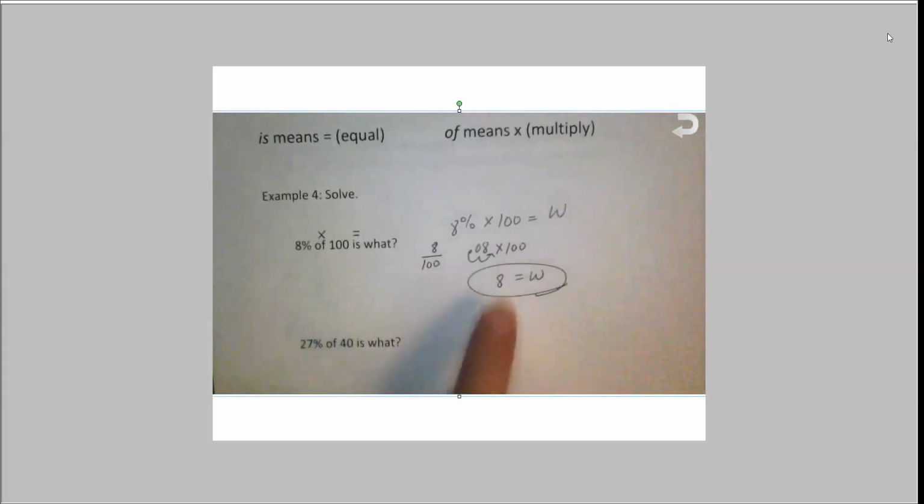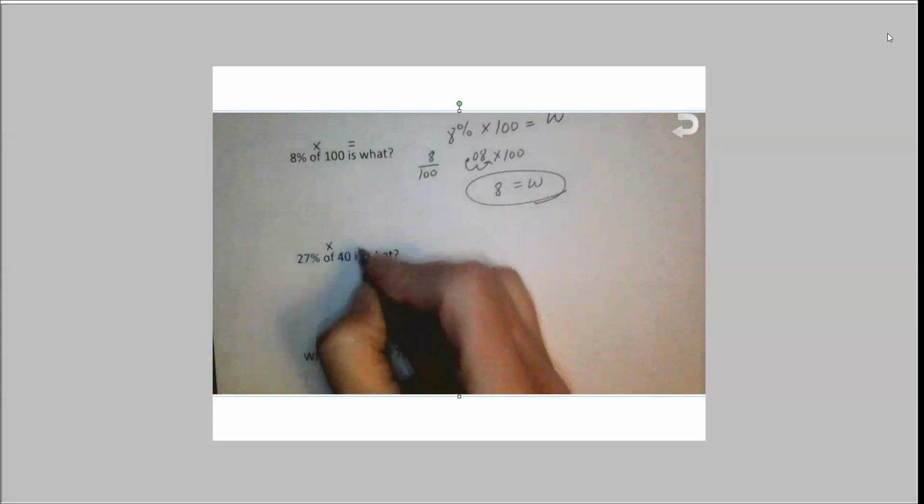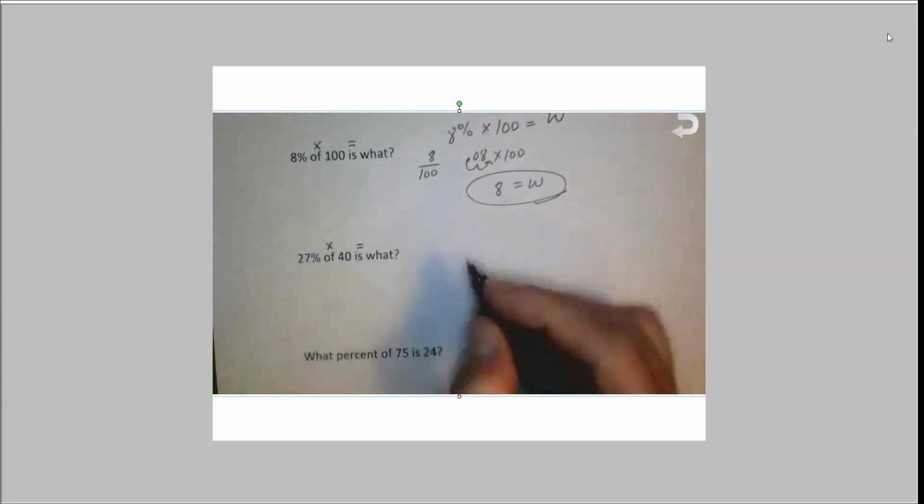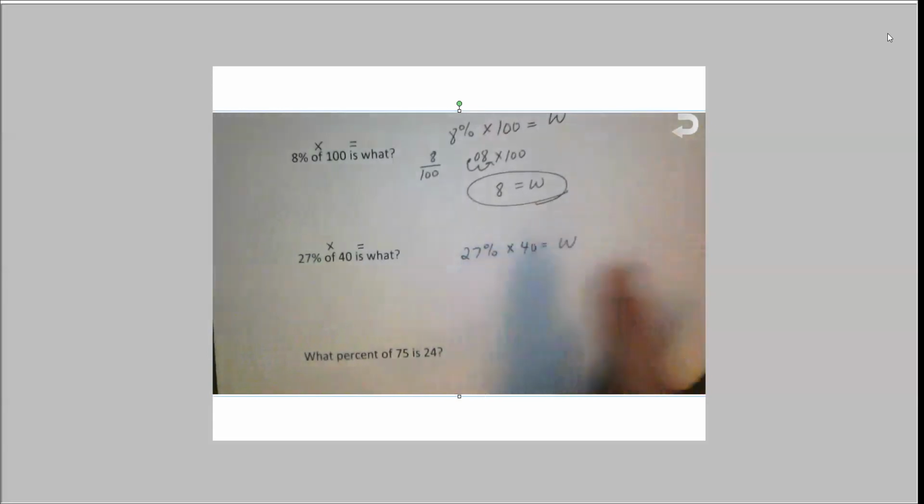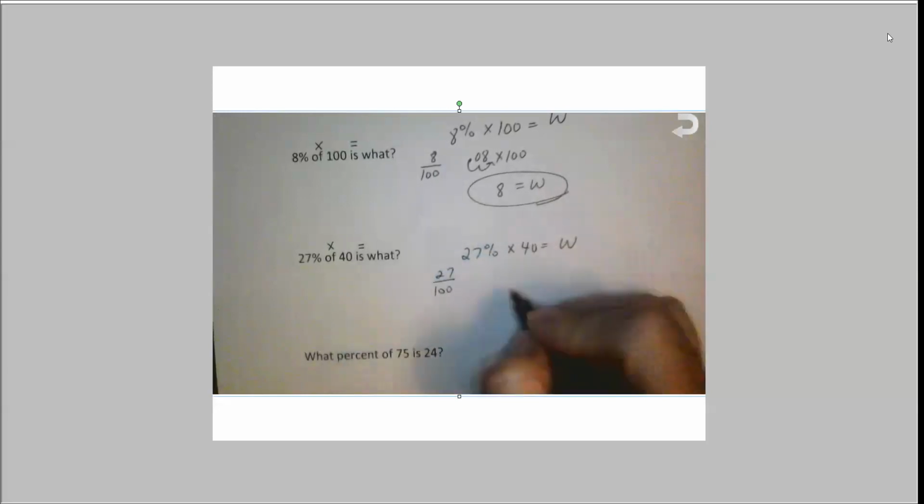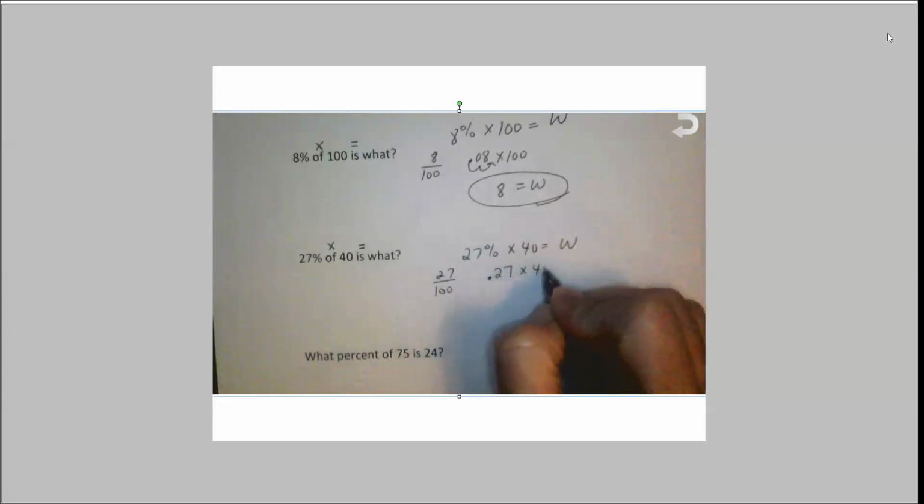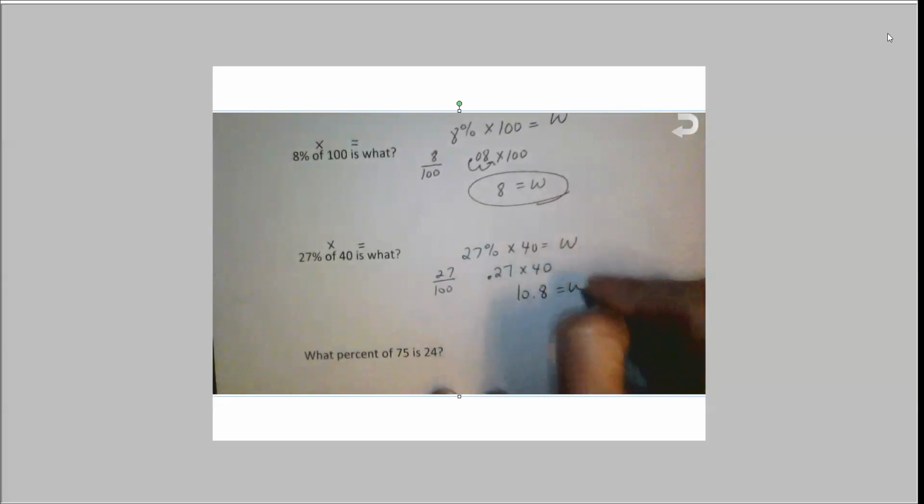That's my unknown. Okay. Next one, of means multiply, is means equals. So 27% of 40 is what number? Of means to multiply. So I'm going to take 27%, that's 27 hundredths. I'm going to turn that into a decimal and multiply that times 40. 0.27 times 40 would be 10.8. That's my missing value.